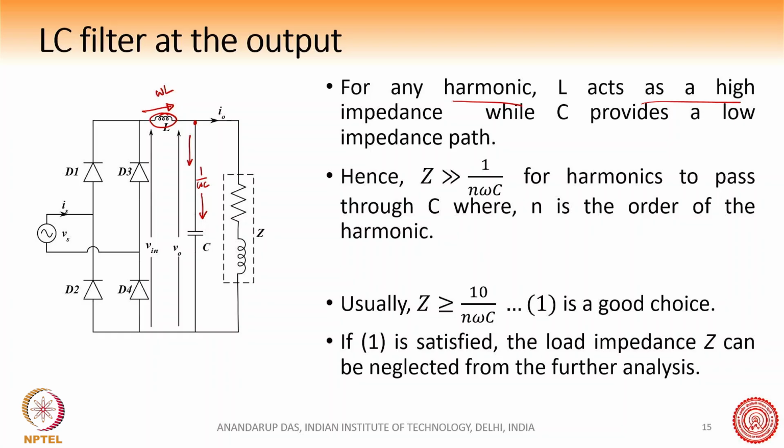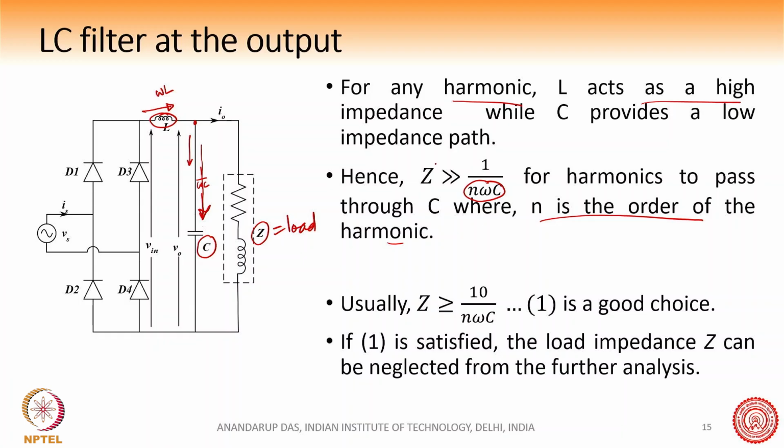Now obviously we can say here that the impedance of this capacitor is 1 by n omega C for the nth harmonic, where n is the order of the harmonic. That impedance should be much less than Z, because what we want at the nth harmonic, which can be the second, fourth or sixth harmonic, is that all the harmonic current should pass through this capacitor, and nothing should pass through the load. So this is the load here.